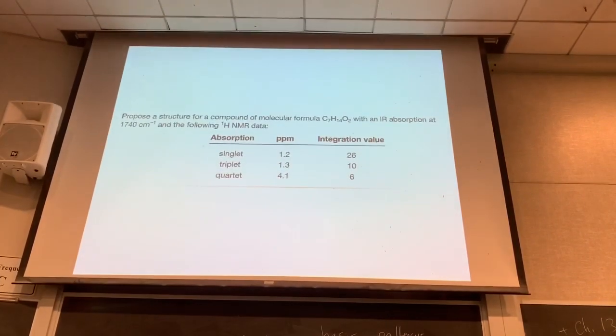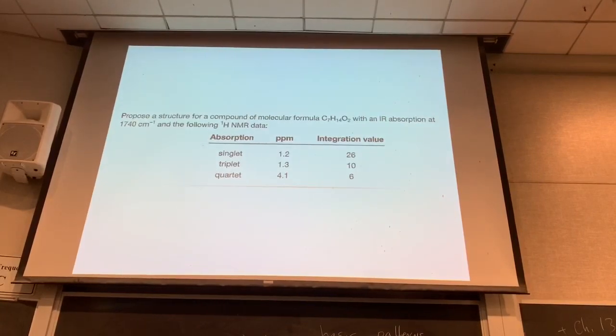Oh, here I wanted to show you at first how this question is posed at the end here. It gives you the formula, and look, it gives you the multiplicity here, not the absorption. This is multiplicity, the ppm delta value right there, and then the integration. Remember, this can be arbitrary. So this one just gives you 26, 10, and 6. So what you need to do is play around with these numbers.